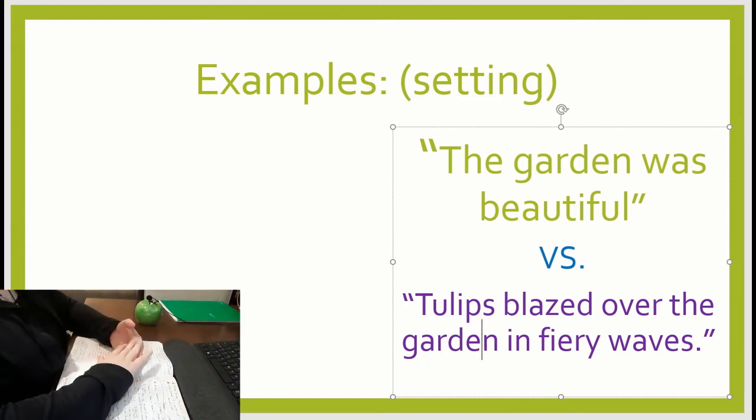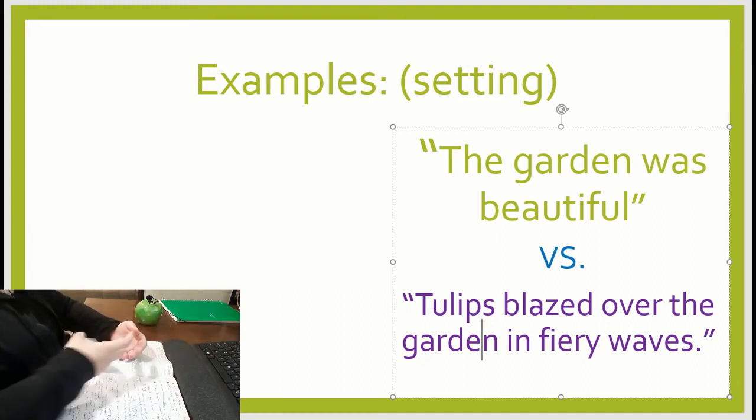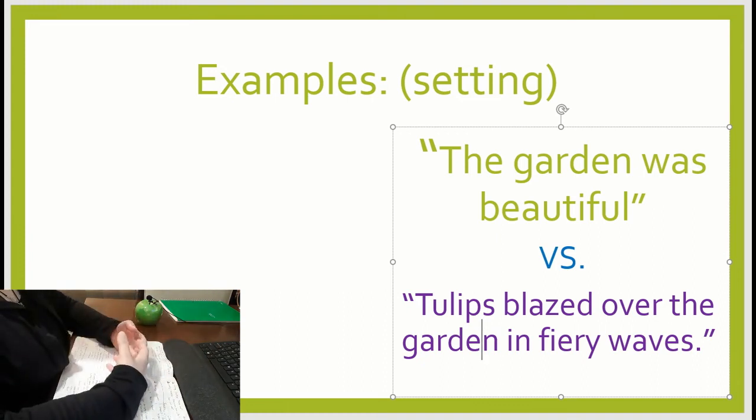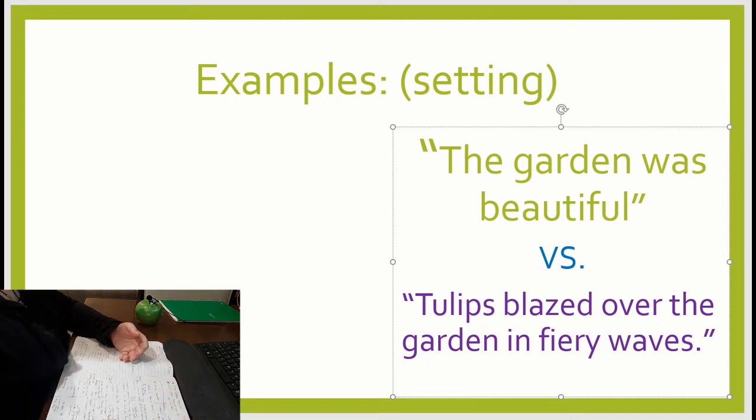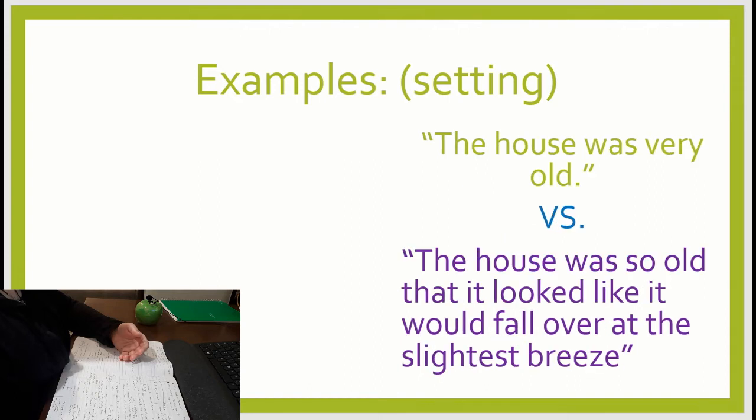Now, again, it comes with practice. It's very tricky to say what to describe and what not to describe. I'll have to cover that in later videos, but that does come with practice and pacing, okay? So let's use another example. Instead of saying something like, the house was very old, you can say an exaggeration such as, the house was so old that it looked like it would fall over at the slightest breeze.